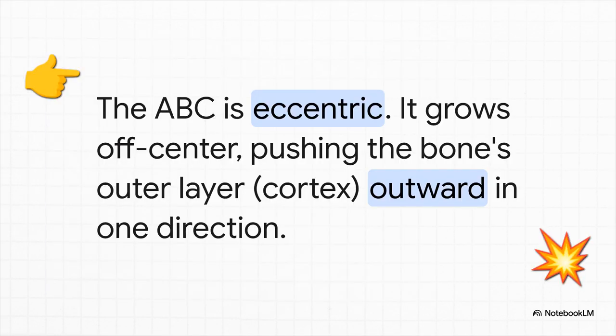And why does it look like that? Well, because unlike the SBC, the ABC is eccentric. It grows off-center, closer to the edge of the bone. So instead of that nice symmetrical expansion, you get this huge bulge pushing out to one side. So that's the bottom line. SBC is central and quiet, ABC is off-center and explosive looking.